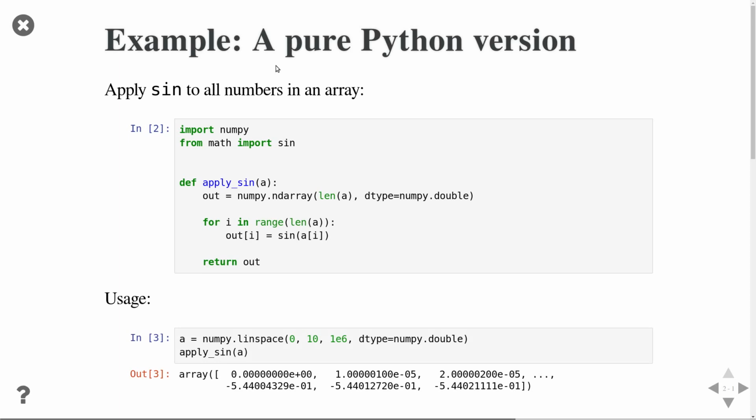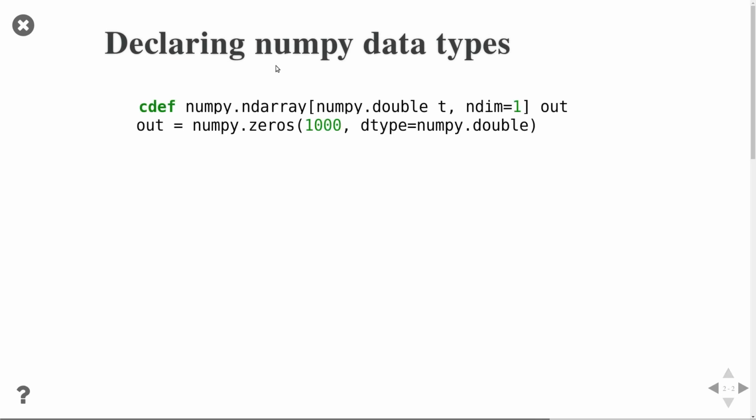The way I can use that is I create a new array, and I call apply sinus on this array, and I get a new array back where each value will be the sinus evaluation of the element of A. So now what I can do is create NumPy data types.